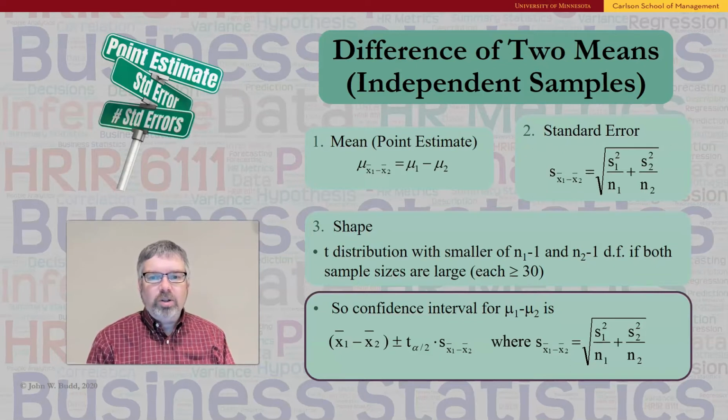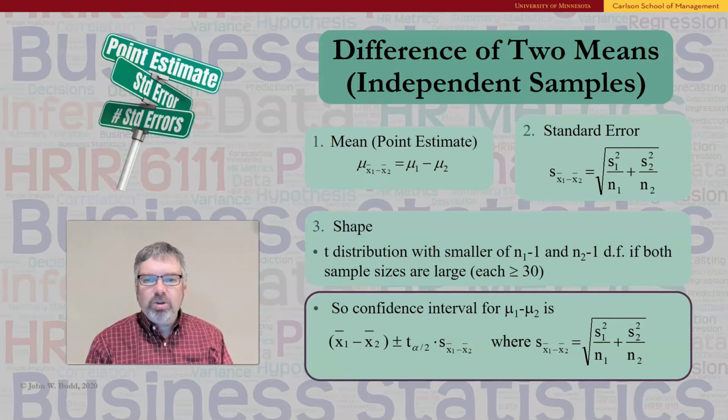Just as a quick reminder, the sampling distribution for x bar 1 minus x bar 2 is a t-distribution with degrees of freedom equal to the smaller of the two sample sizes minus 1, so n1 minus 1 or n2 minus 1, whichever one is smaller. The point estimate is mu1 minus mu2, and the standard error is the formula given on the screen. Putting all those pieces together, we have the confidence interval formula.